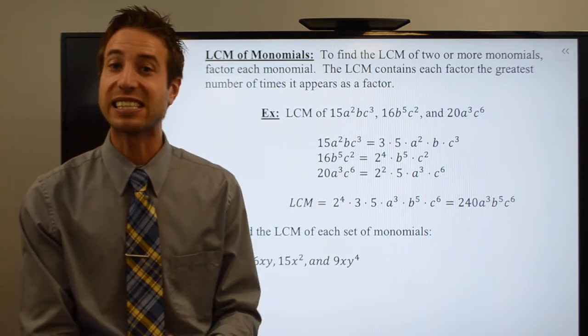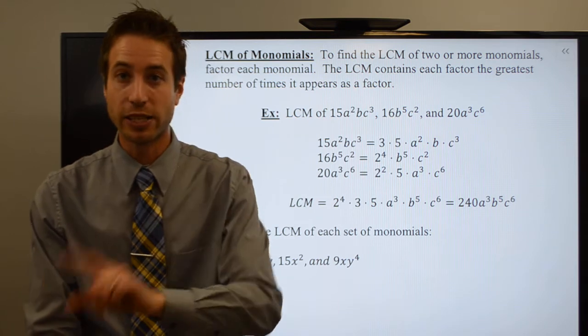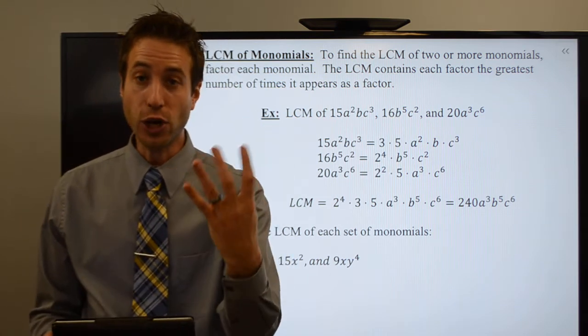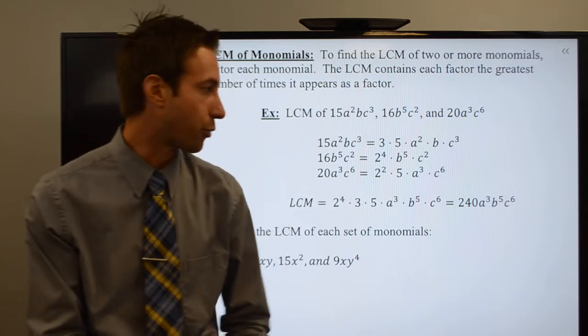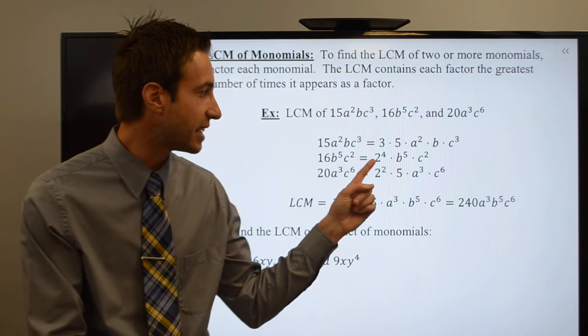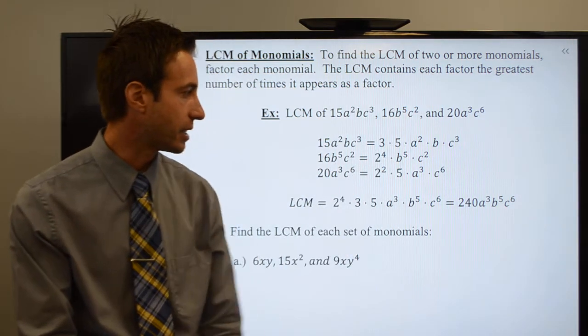16. Well, 16 is 4 times 4. But the 4s can be broken down into 2 times 2 and 2 times 2. Well, that's four 2s. That's a 2 to the 4th, right? So I skipped a couple of steps here, but you should be okay with this, right? 16 is a 2 to the 4th power. B to the 5th, c squared.